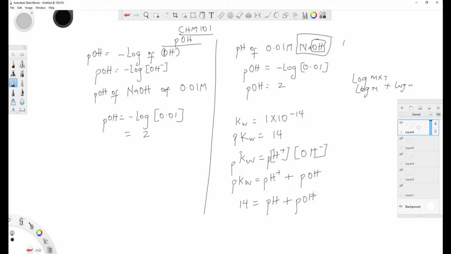This is actually the formula that you need to know. This formula is what you need to know. So this formula basically will help you to convert from pH to pOH.